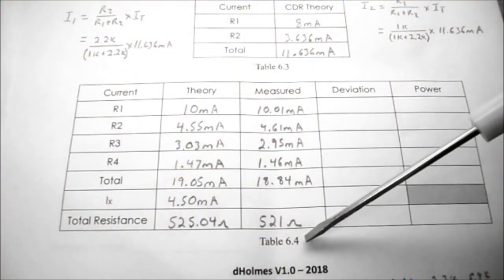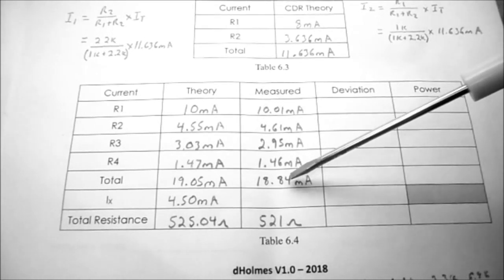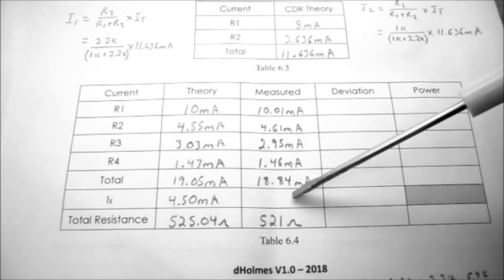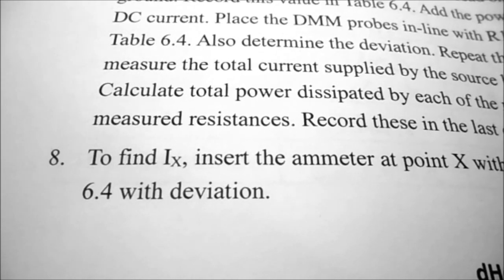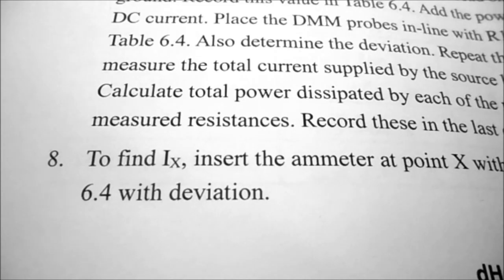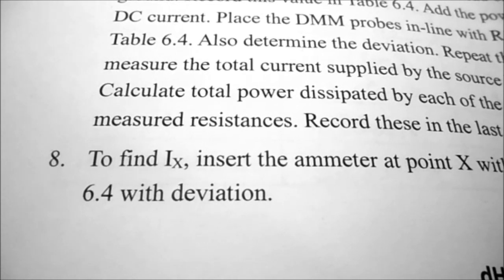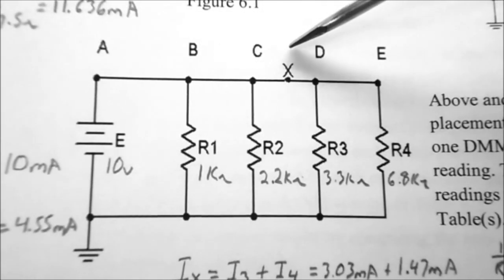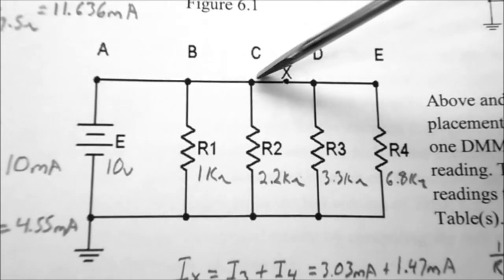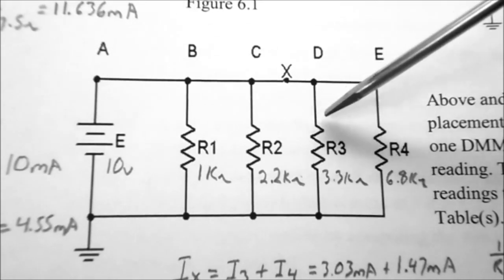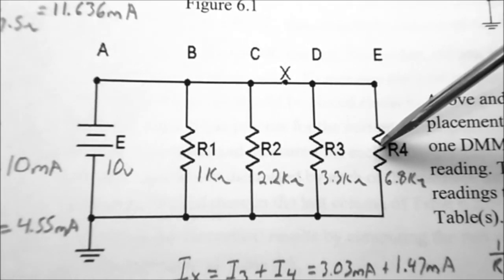So you can see in table 6.4, I've entered all my readings, and I only have one left to put in, and that's IX. So under procedure, step 8, we're going to find IX. So we're going to insert the ammeter at point X and record this in table 6.4. So point X on your schematic is in line between points C and D. So resistor 3 and resistor 4 need to be taken out of the circuit.